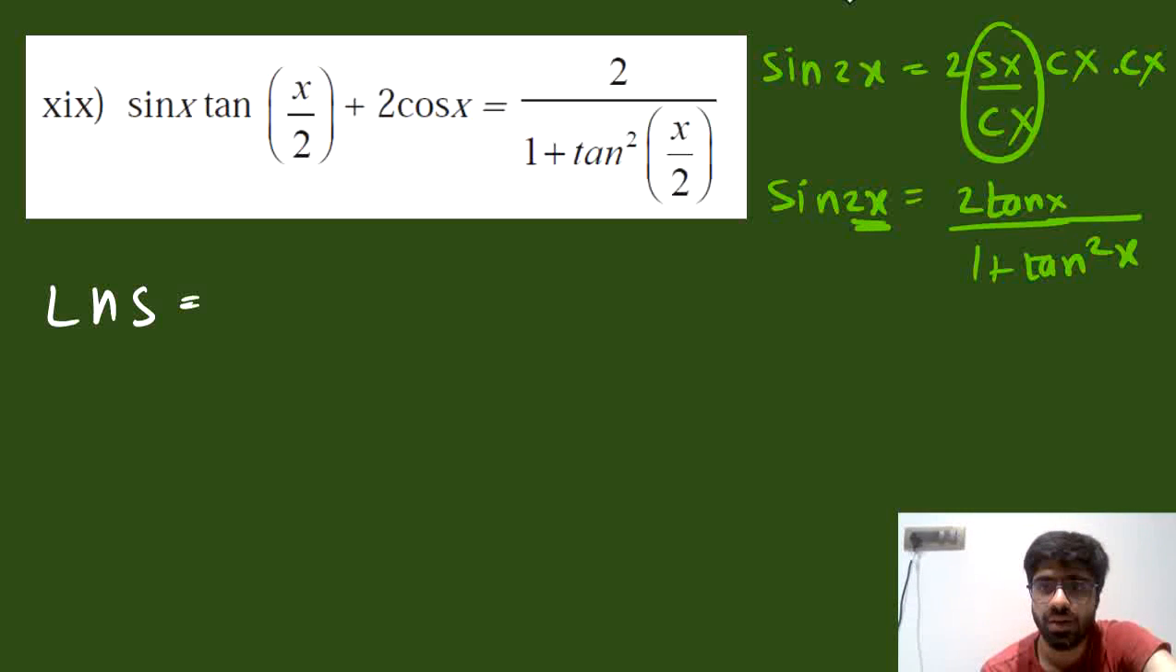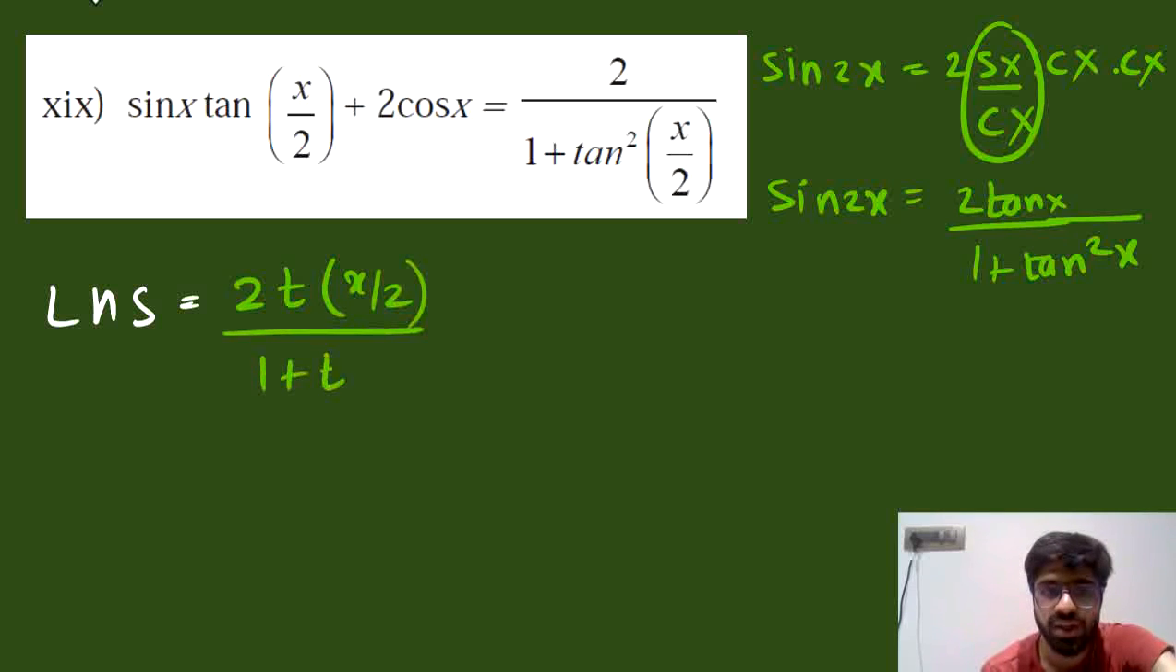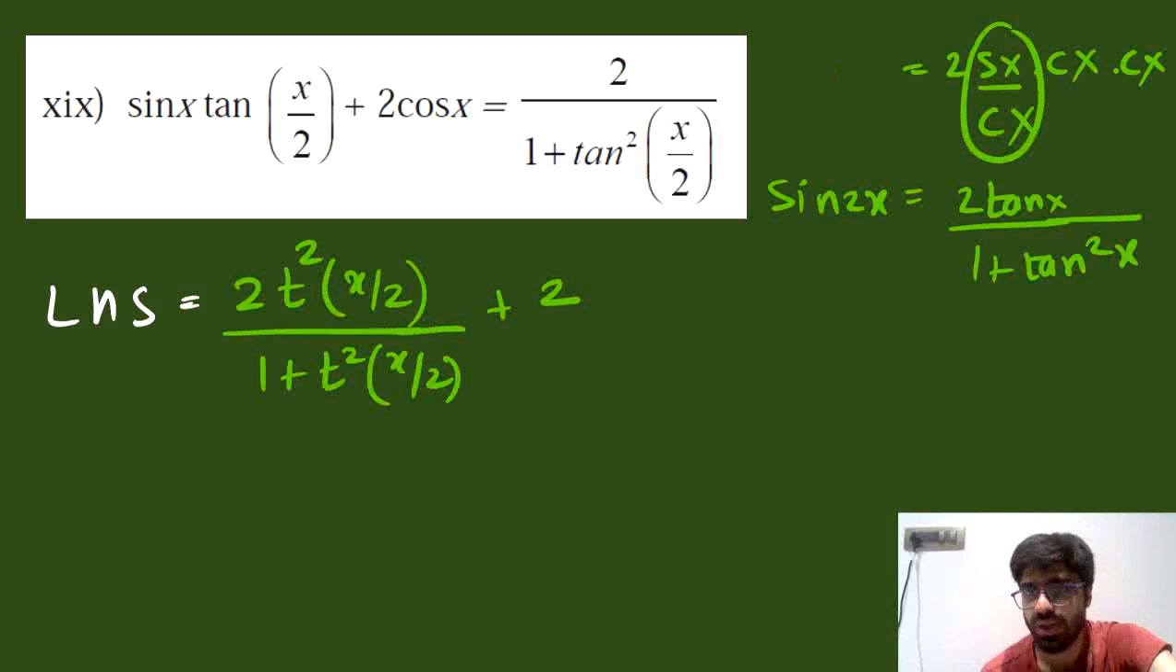Keep in mind the angle here is 2x and the angle here is x. So while using this formula, the angle is going to become half of whatever it is inside the sin term. Okay? Here we have sin x, so we can use the half angle formula. Write that sin x as 2 tan x by 2 upon 1 plus tan square x by 2. And then we have into tan x by 2, which makes the numerator 2 tan square x by 2. Plus 2 times we have cos x. And there's a similar formula for cos x as well.